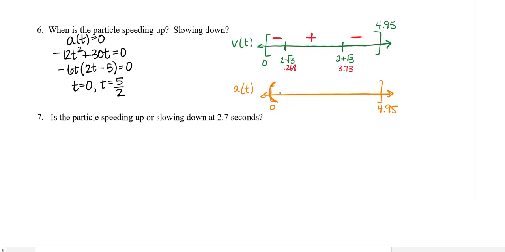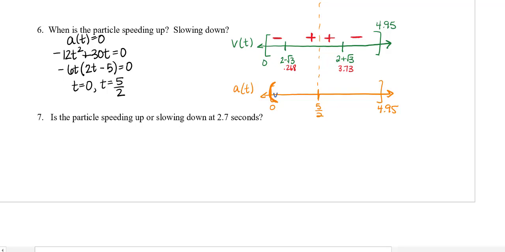T is equal to 0 for acceleration, when that is 0, so I'm going to change that to a parenthesis so I don't include that on any of my answers. And then t equals 5/2, which is 2.5, so it's going to be in between here. Now what you're going to do is figure out the direction of your acceleration, so figure out if it's traveling in the positive direction or negative direction.